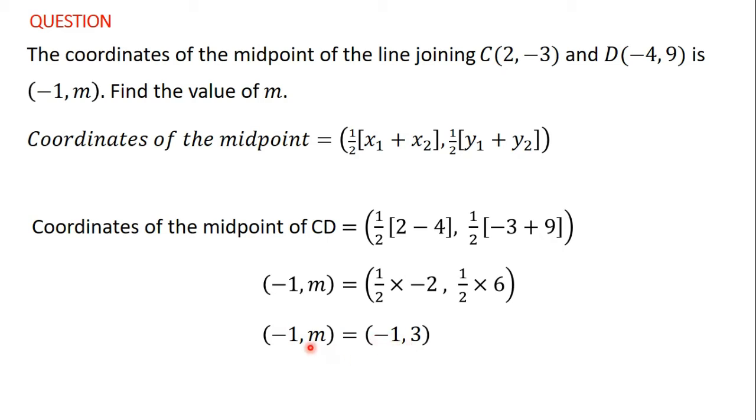Now we are going to compare what we have on the left hand side to what we have on the right hand side. The x coordinate on the left hand side is -1. The x coordinate on the right hand side is -1. The y coordinate on the left hand side is m and the y coordinate on the right hand side is 3. So by comparison, we can see that m is equal to 3.